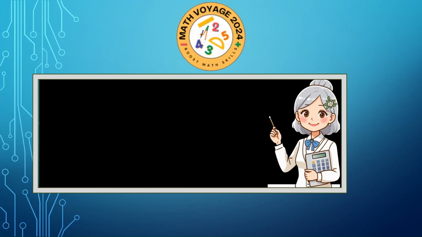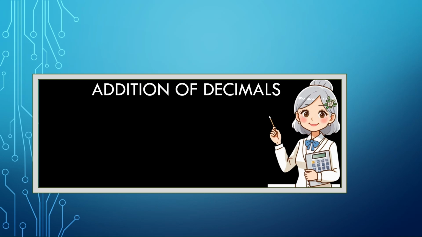Hello and welcome back. Today we learn how to add and subtract decimals step by step. Let us start by adding 0.2 and 0.4 using a visual model.